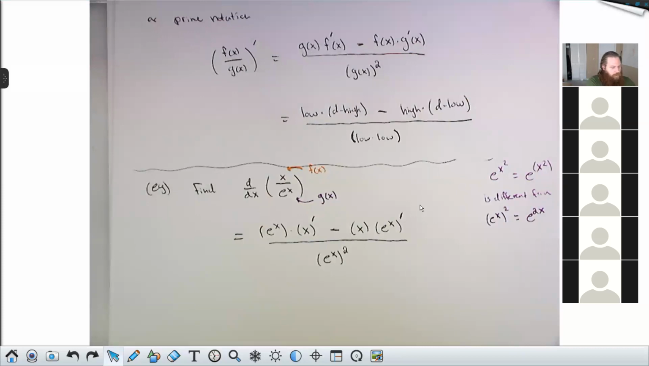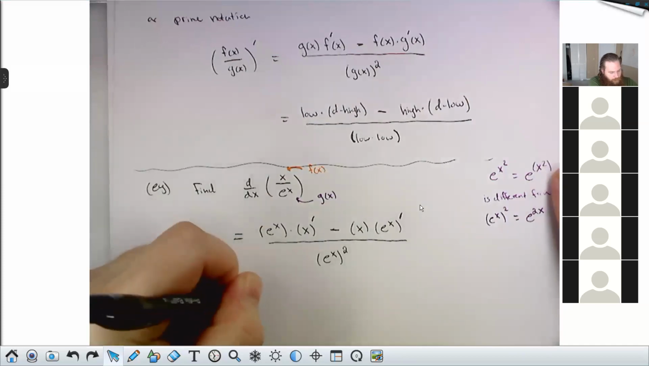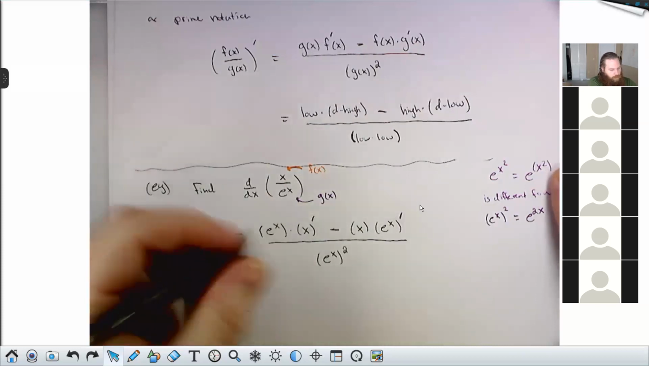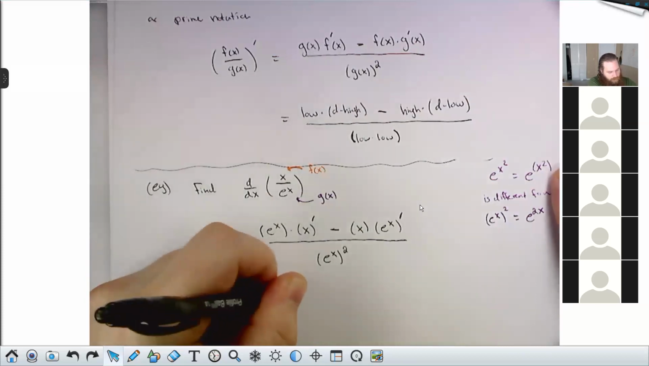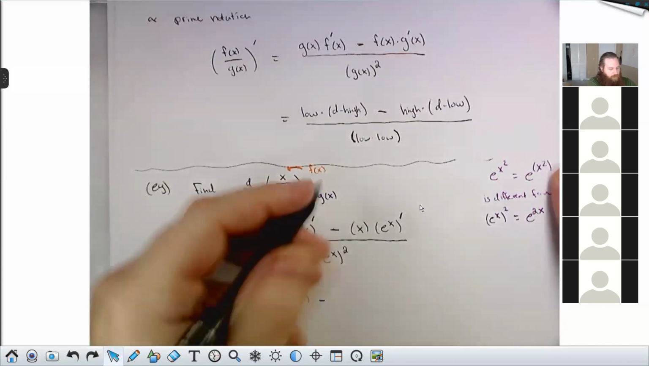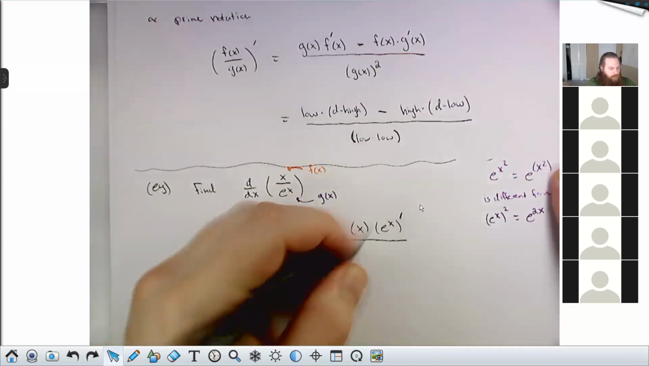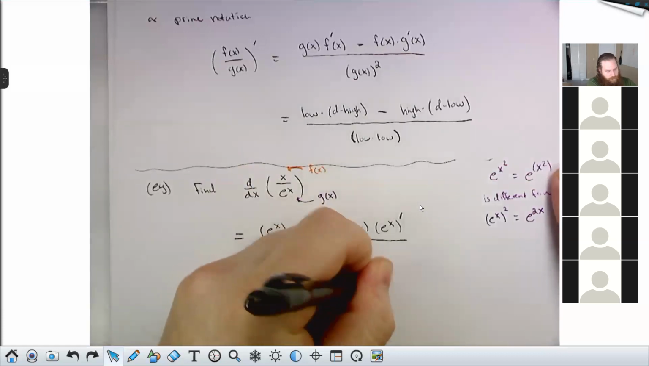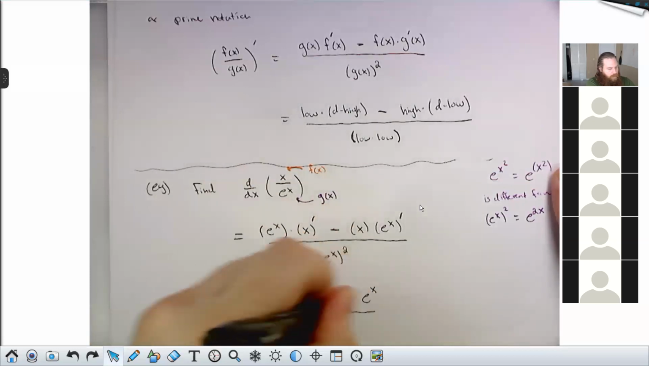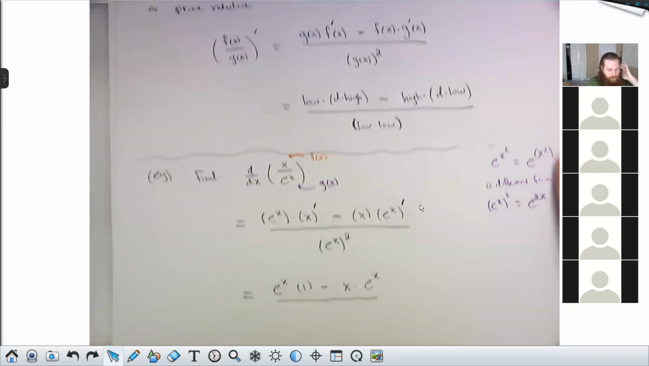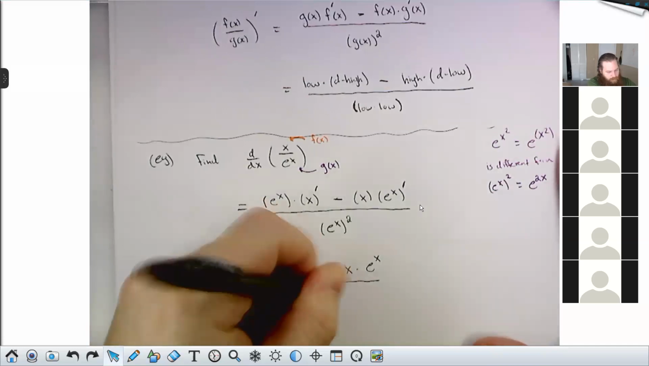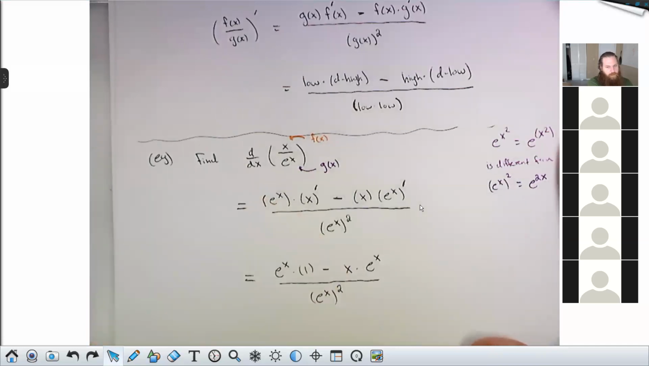Okay, so now I've schematically written out my derivative. Let's go ahead and do the calculation. The derivative of x here is 1. So this is e to the x times 1 minus x, which here just stays x, times the derivative of e to the x, which is e to the x. And all of this is being divided by (e to the x) all squared. I can just leave it like that for now, or I could write it as e to the 2x if I wanted.